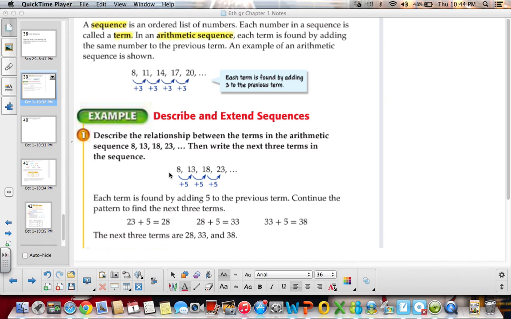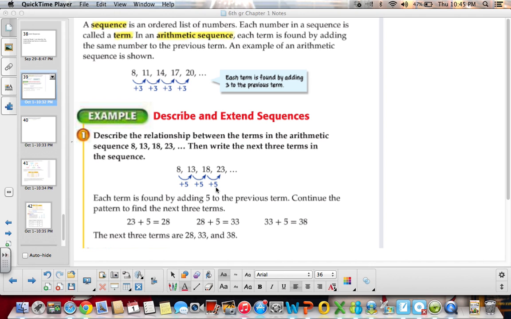Okay, let's look at another one. Describe the relationship between the terms in the arithmetic sequence 8, 13, 18, 23. Then write the next 3 terms in the sequence. So remember 8, 13, 18, and 23 are our terms. This is our sequence, and it's also arithmetic because we know it's being added by 5 every single time. So as it says, each term is found by adding 5 to the previous term.